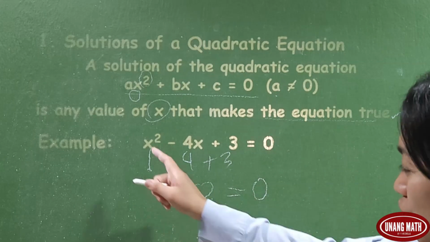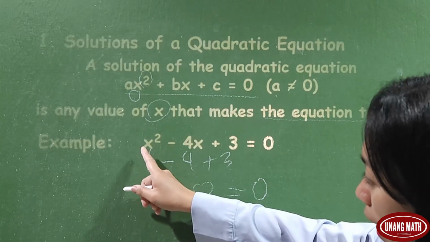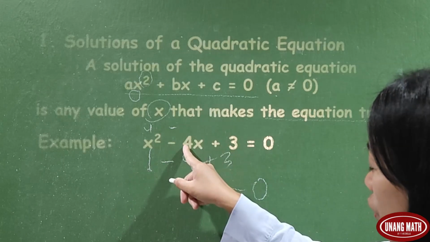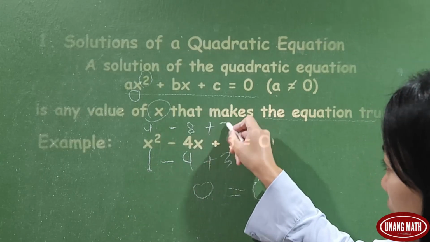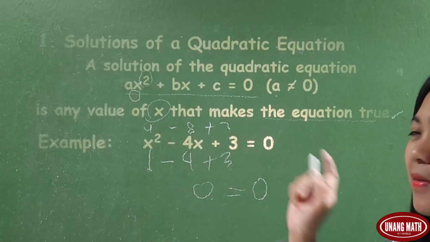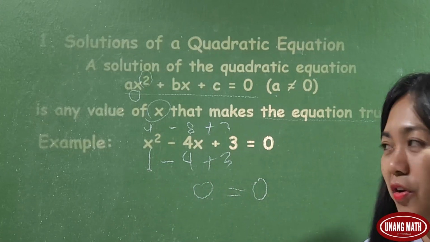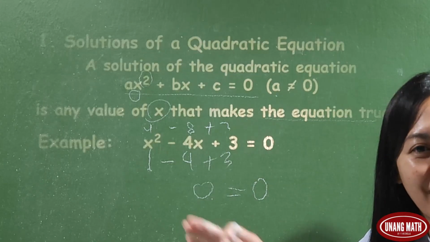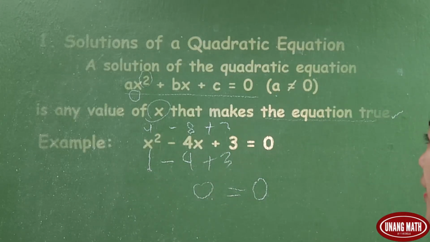How about if x is 2? This is 2 squared, 4, minus 4 times 2 is 8, plus 3. 4 minus 8 plus 3 is not equal to 0. So it means 2 is not a solution to this quadratic equation.